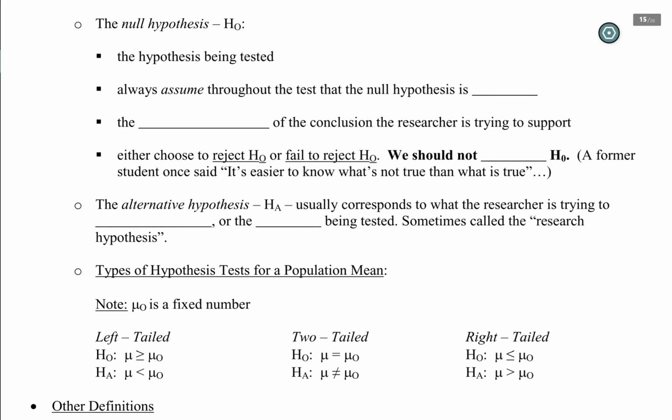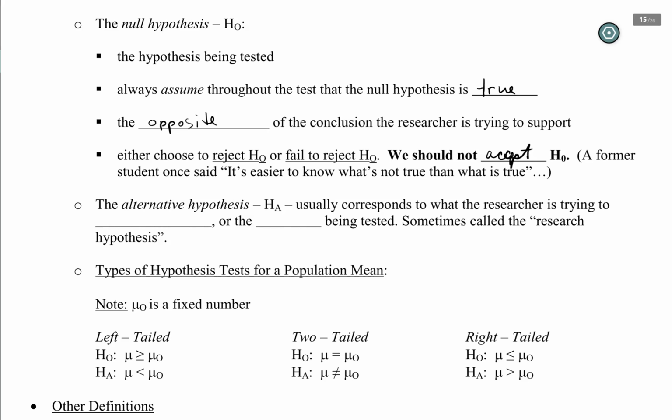Okay. A little more about these hypotheses. One, the null hypothesis. Well, this is the hypothesis that's being tested, and we assume throughout the hypothesis test that the null hypothesis is true. The null hypothesis is the opposite of the conclusion the researcher is trying to support. Okay. Now, one thing about the null hypothesis, we either choose to reject it or we fail to reject it. We should not accept it. Okay. Notice, I'm going to write the word accept here. We should not accept the null hypothesis. Saying accept the null hypothesis is a stronger statement than failing to reject the null hypothesis. Right? Fail to reject H naught is weak compared to let's accept the null.